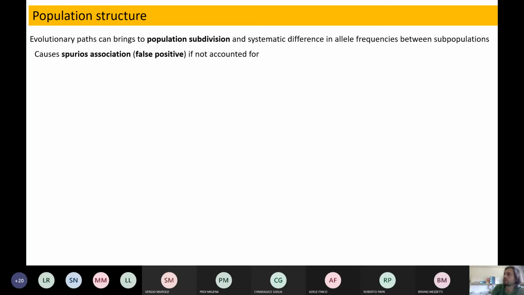What is the population structure? The population structure is like a population subdivision that comes from evolutionary history, and this kind of population subdivision creates differences in allele frequencies between subpopulations. And these differences in allele frequencies can create what we call spurious associations, or false positives in the analysis, if we don't take them into account.